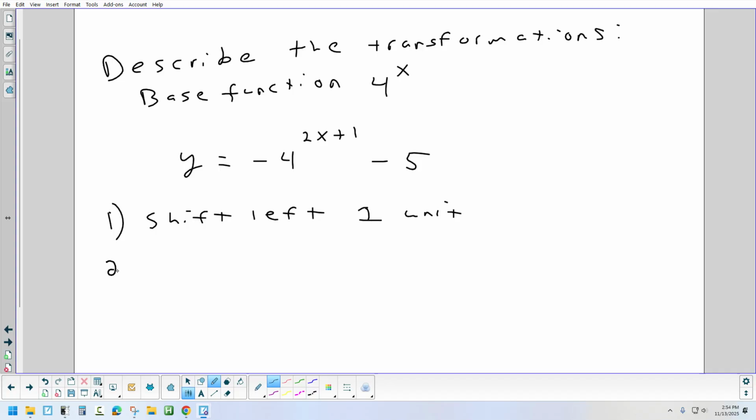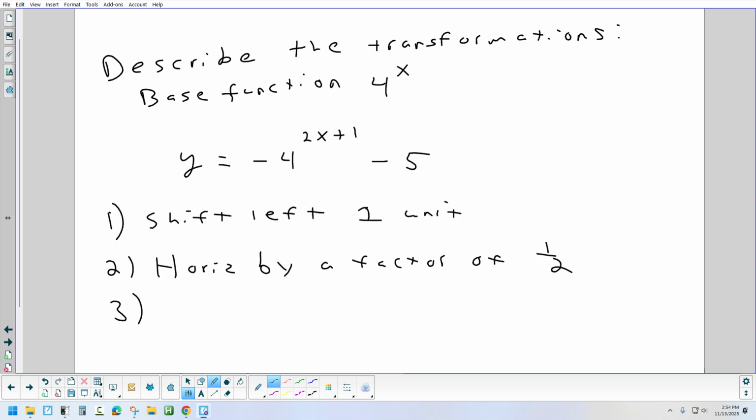And now for our second transformation, we are looking at the number in front of the x. What kind of transformation does the 2 cause? Yep. Horizontal stretch. By what? Factor of 1/2. Yes. So it's a horizontal stretch by a factor of 1/2.